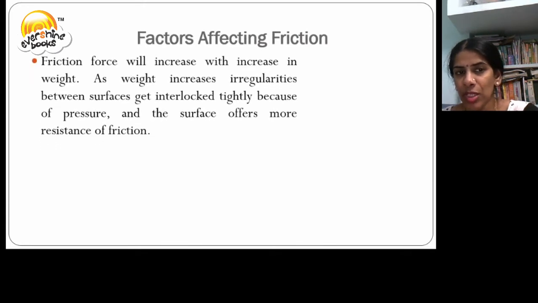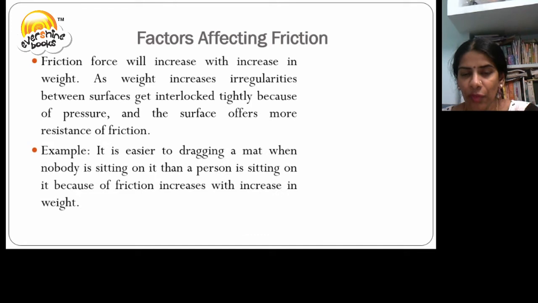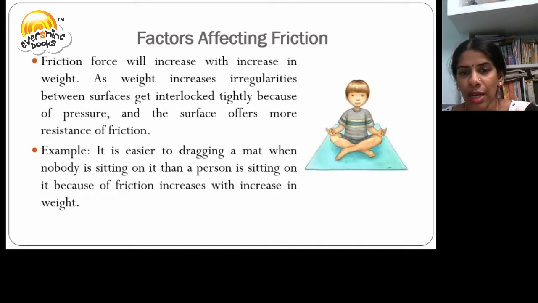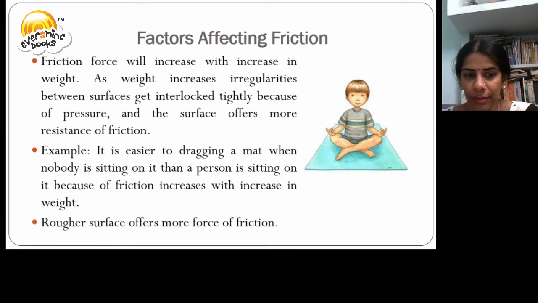Frictional force will increase with the increase in the weight. When the weight increases, the irregularities between the surfaces get interlocked more tightly because of pressure, and the surface offers more resistance. For example, it is easier to drag a mat when nobody is sitting on it than when a person is sitting on it, because friction increases with the increase in the weight. A rougher surface offers more force of friction.